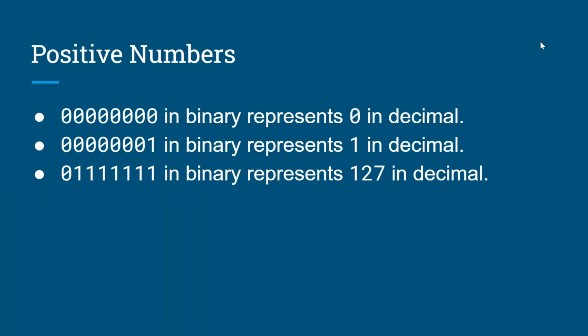For positive numbers and 0, the binary representation is straightforward. Here are a few examples. First is the 0 representation in binary format, second is the 1 representation, and the last one is the 127 representation in binary format.